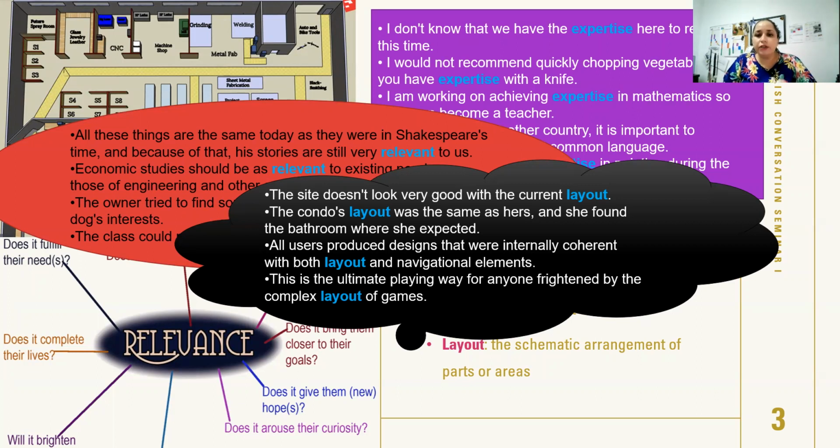The site doesn't look very good with the current layout. It's the area. The area doesn't look very good with the current layout. The condo's layout was the same as hers, and she found the bathroom where she expected. Same distribution as her apartment. All users produced designs that were internally coherent with both layout and navigational elements. This is the ultimate plain way for anyone frightened by the complex layout of games. Any gamers here? The layout, the distribution of the space inside the game? Does it sound common to you?